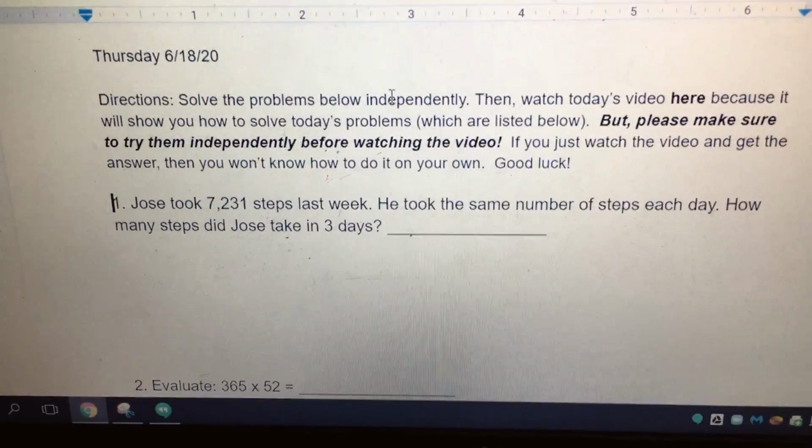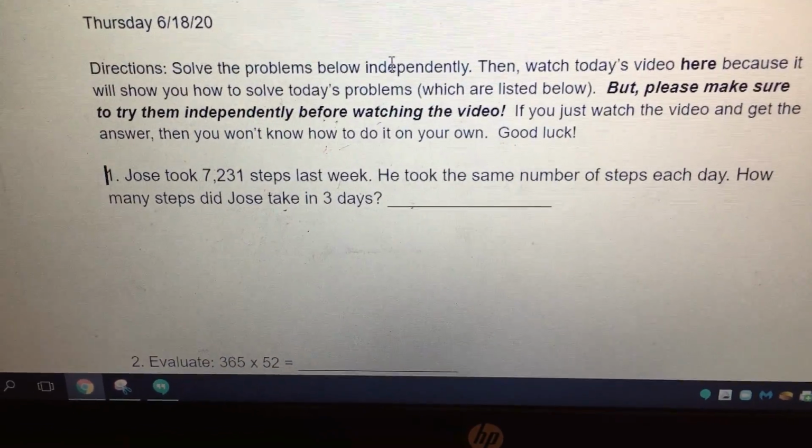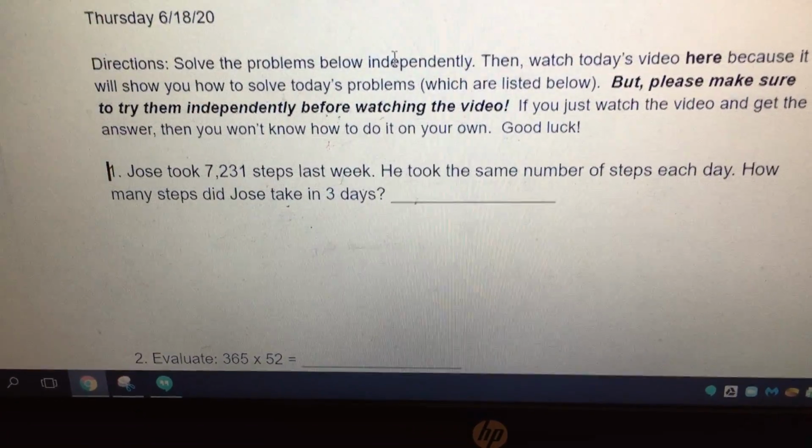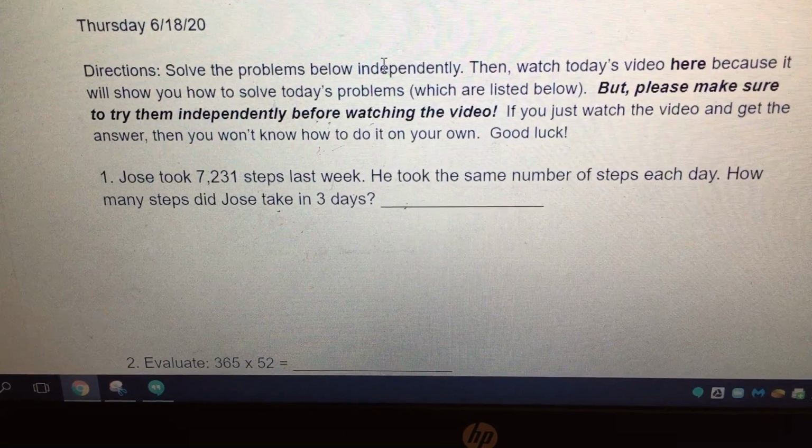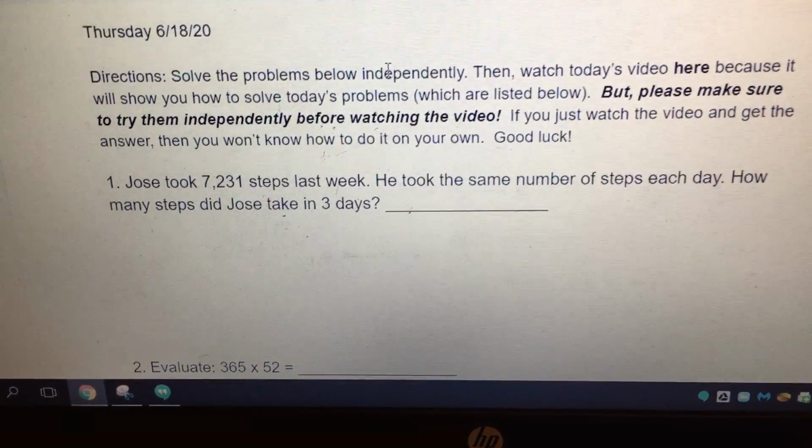Okay, so let's look at number one. Jose took 7,231 steps last week. He took the same number of steps each day. How many steps did Jose take in 3 days?